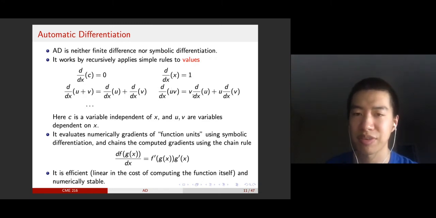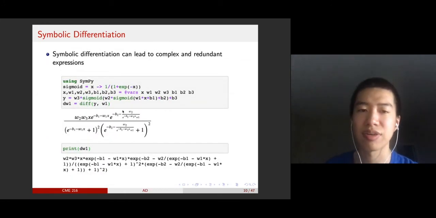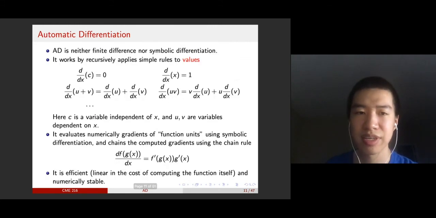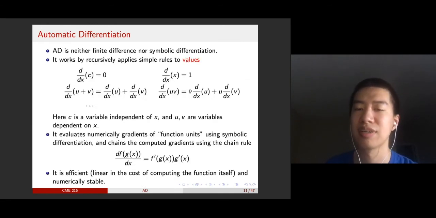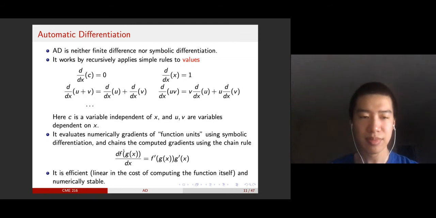In symbolic differentiation, v here is a symbol, a symbol like this, which is stored in the computer program. However, in automatic differentiation, v is a value like this, a numerical value computed at this point of evaluation. So in summary, the difference is that for symbolic differentiation, v at this point is a symbol, but for automatic differentiation, v at this point is a value, and this works for other expressions as well.